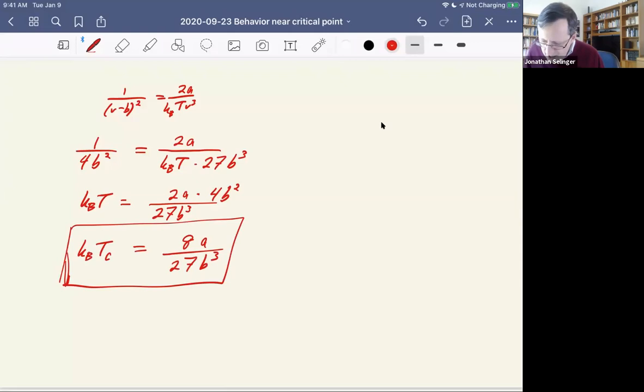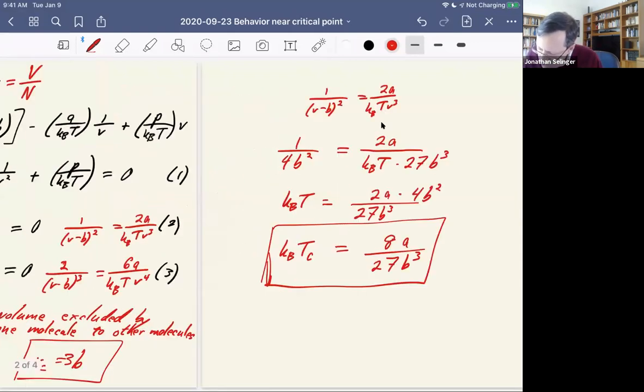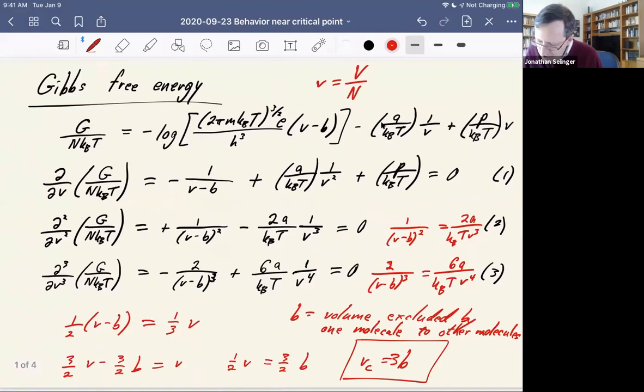Okay, and then if we want the pressure, what's the pressure? Well, we could go back to an equation like this one.